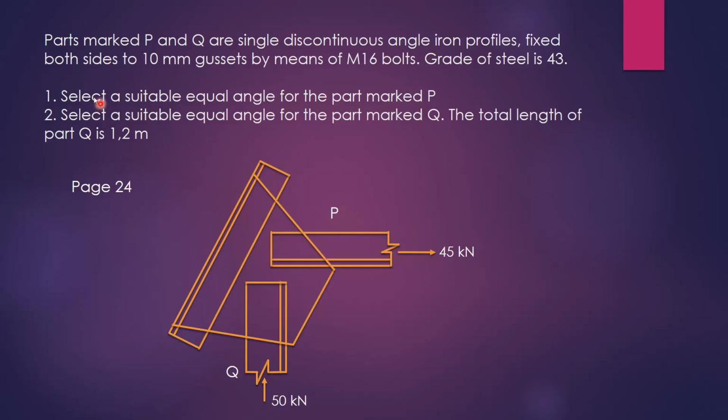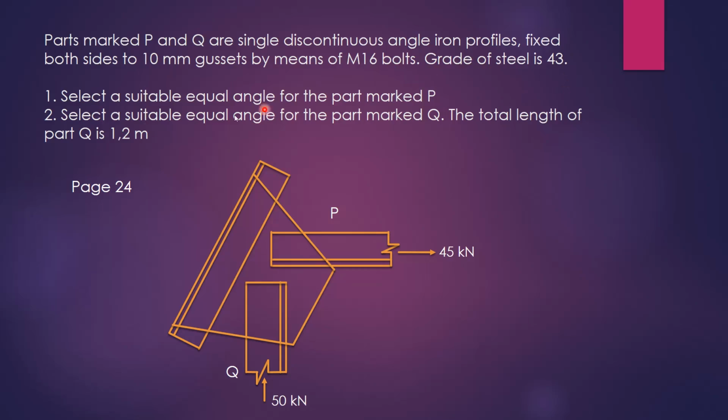The question says the parts marked P and Q, which is this one and that one, are single discontinuous angle iron profiles, fixed both sides to 10 millimeter gussets by means of M16 bolts. So here's your gusset, and they are fixed by this bolt here. The grade of steel is 43.